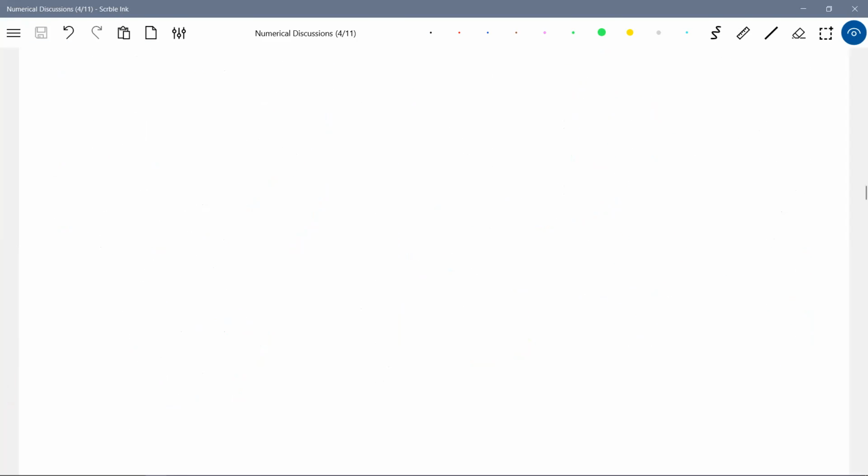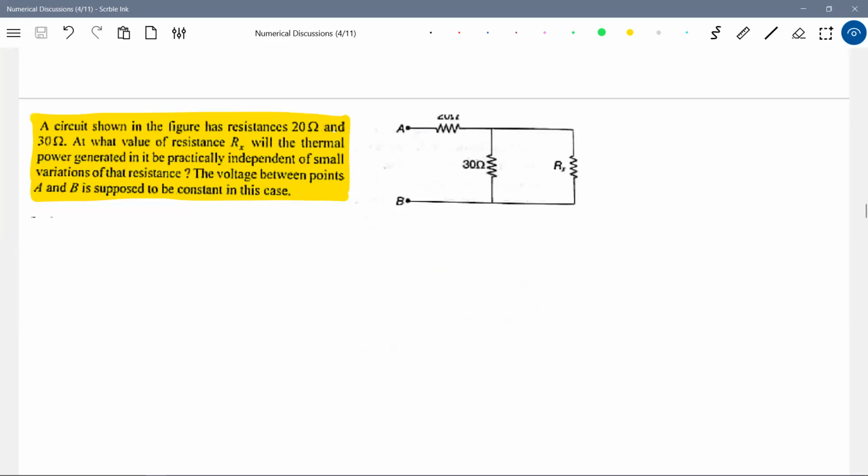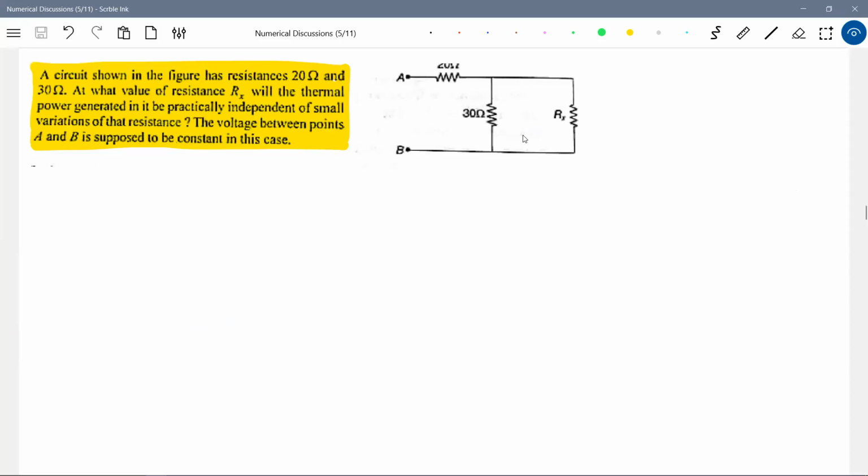We'll take the next one. This is some math-based problem. I'm testing your math. The voltage between points A and B is supposed to be constant in this case. At what value of resistance X will the thermal power generated in it be practically independent of small variation of that resistance? So let's do it. There's a 20 ohm resistance missing.